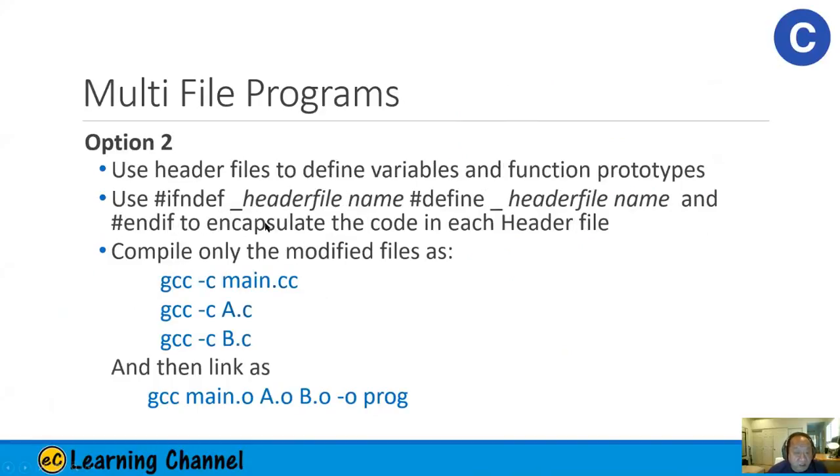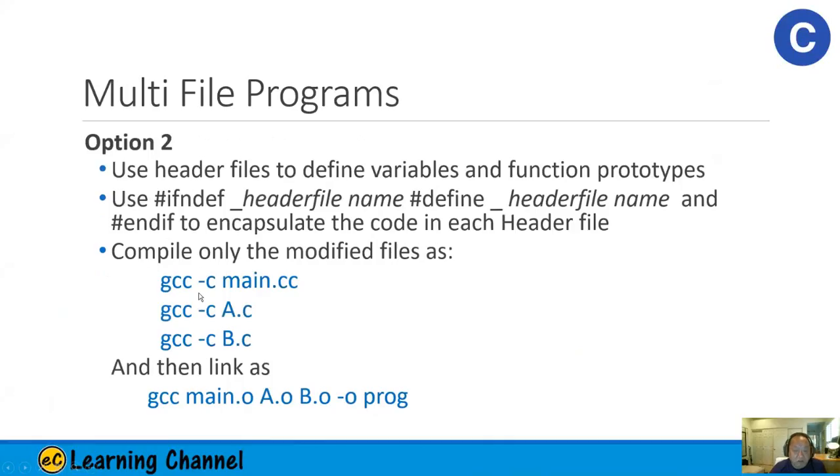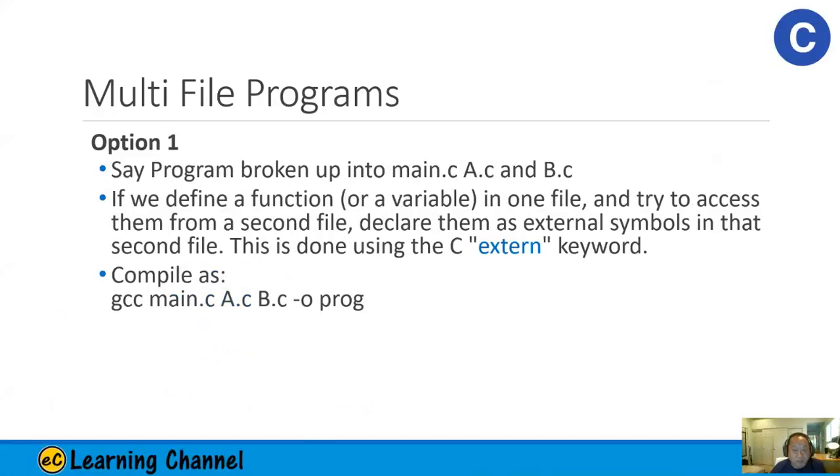And the second one is separate compilation. The previous one you compile together, and the second one you have separate compilation, and use a header file to define the macros. That's the second way to compile it. So which one is better? Well, it depends. You have to check the following four different features: reusability, debuggability, convenience, and project scale. When the project scale is bigger, option 2 is better. If the project scale is smaller, putting it into one compilation is easier.